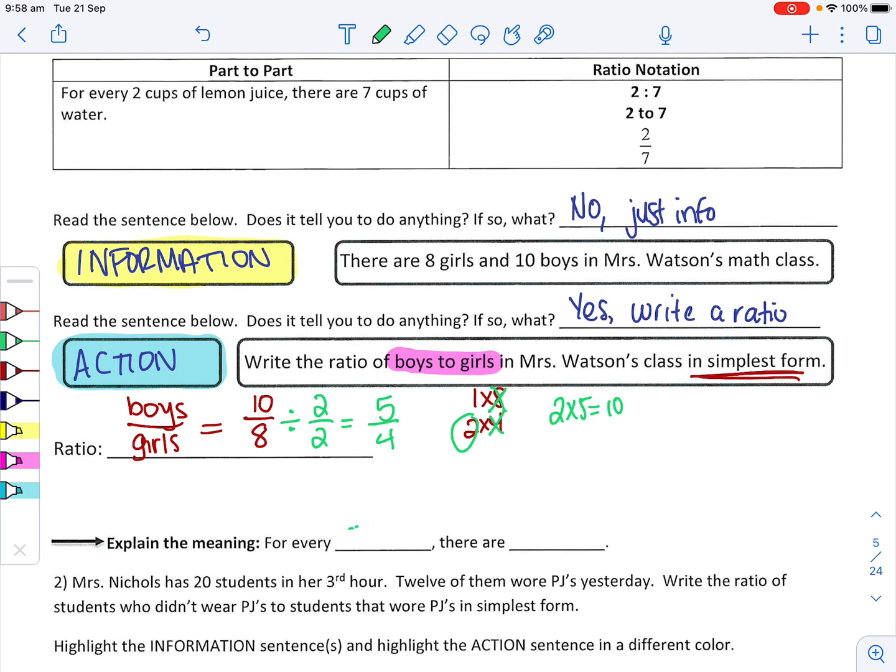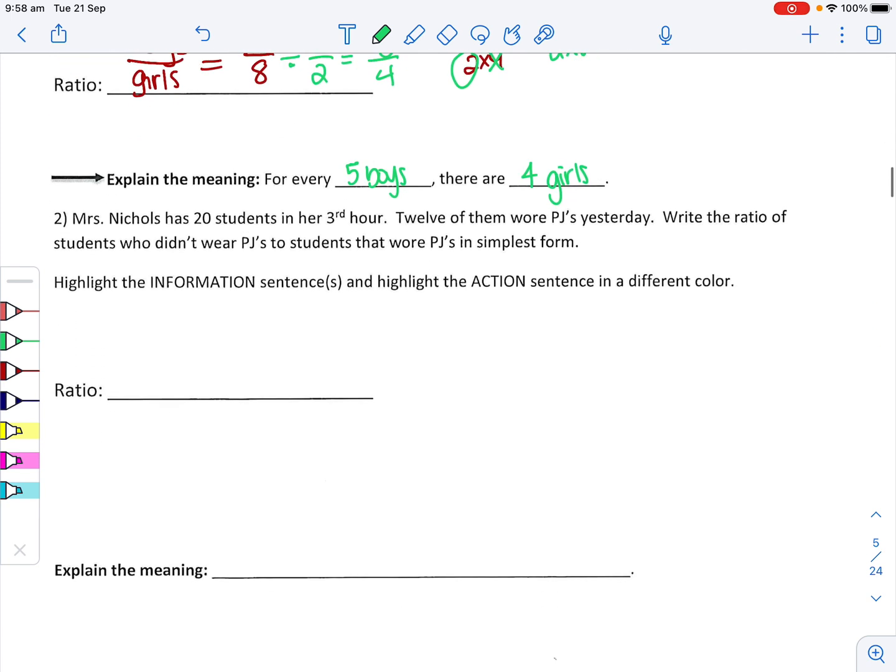So I'm going to say for every 5 boys, there are 4 girls. Okay. So I've got my ratio, I wrote it in words, I used the numbers from the information sentence, I simplified the fraction, and then I explained what it meant using the simplified fraction. Okay, and so now I'm going to do number 2.